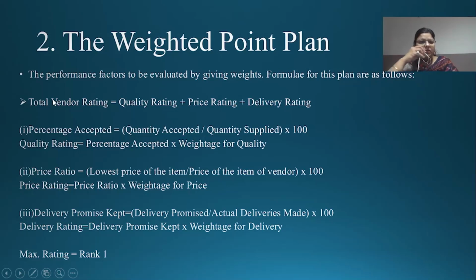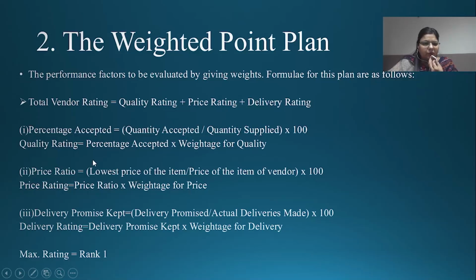On that basis, you can easily calculate the total vendor rating. Next is percentage accepted. At what percentage are you accepting the lot or rejecting that lot? So percentage accepted is equal to quantity accepted divided by quantity supplied, multiplied by 100. Now, what is quality rating? Quality rating is equal to the percentage accepted multiplied by the weightage of the quality.